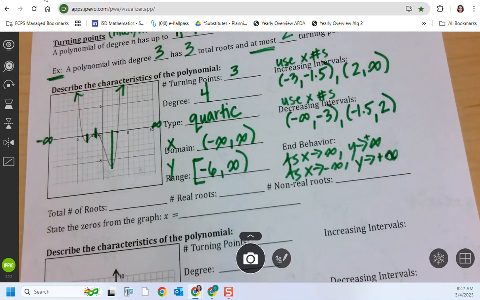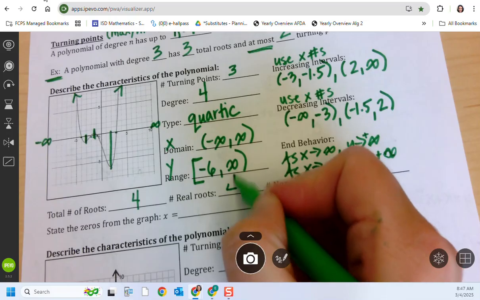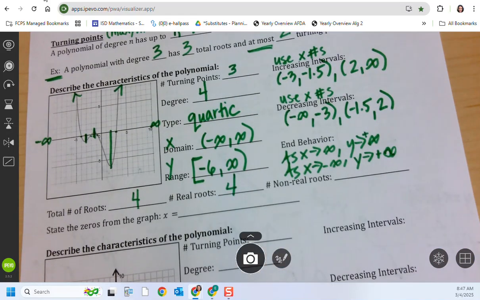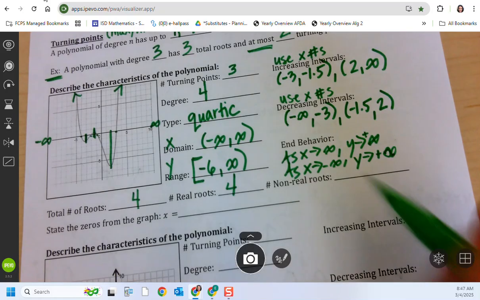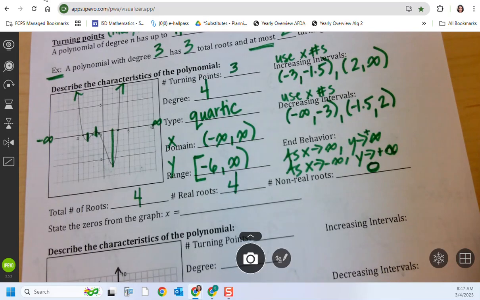All right, we saw 4 real roots on the x-axis, so they're all real. If, for example, I had like 7 turning points, but I only had 3 real roots, then I would know that there was going to be more roots that were imaginary. But in this case, they're all real roots. So I have 0 non-real roots.